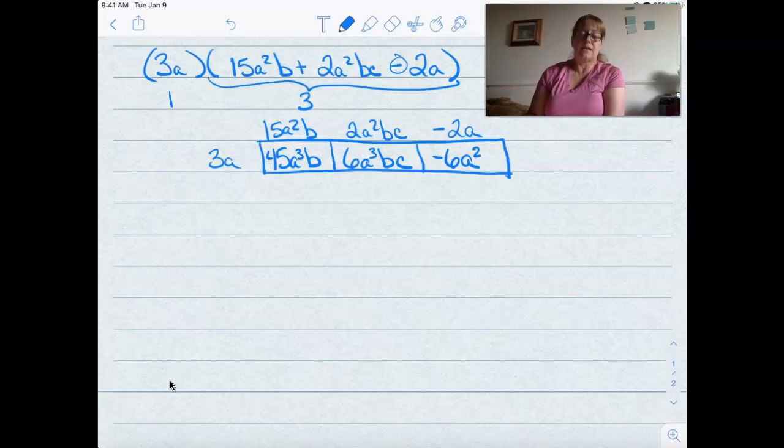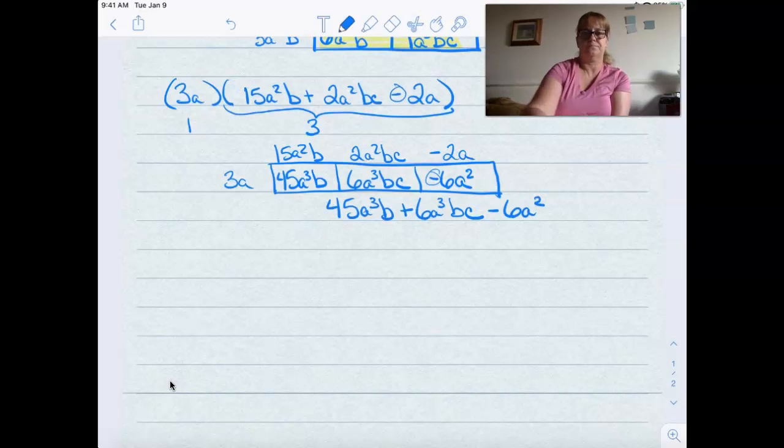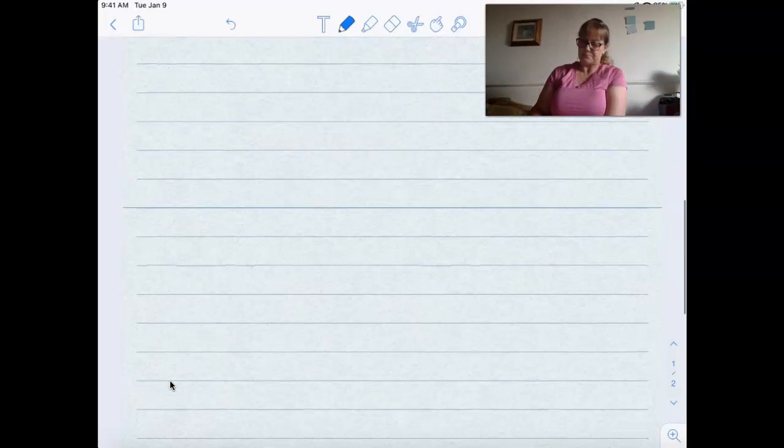Okay, look to see, are there any like terms that we can combine? There aren't, so we just write it out as our answer, which is 45a cubed b plus 6a cubed bc, and then because this has a negative sign with it, it's minus 6a squared. All right, last example before you do some practice.